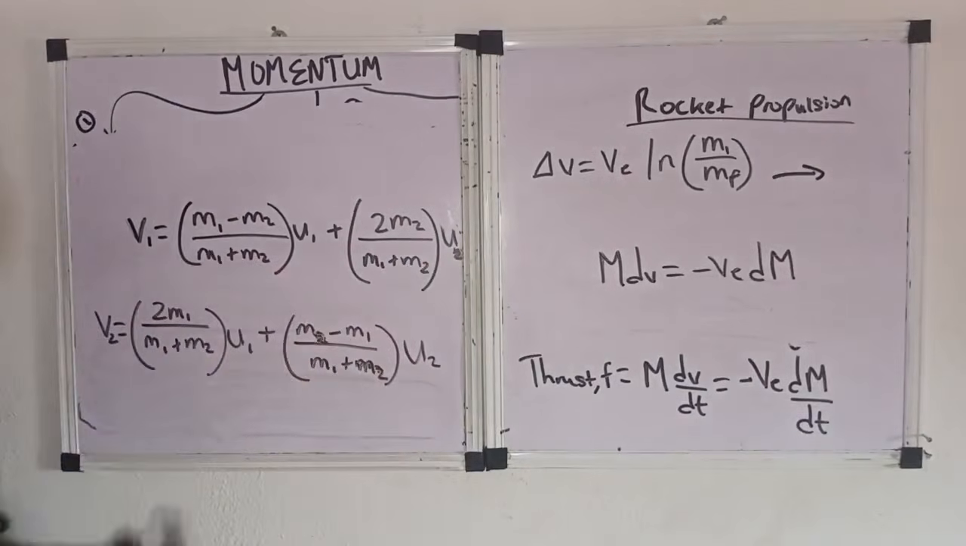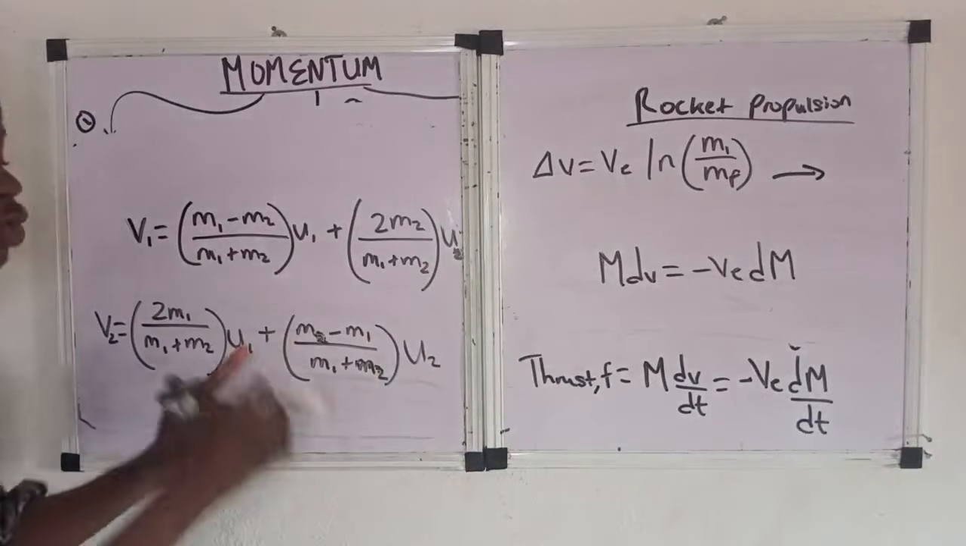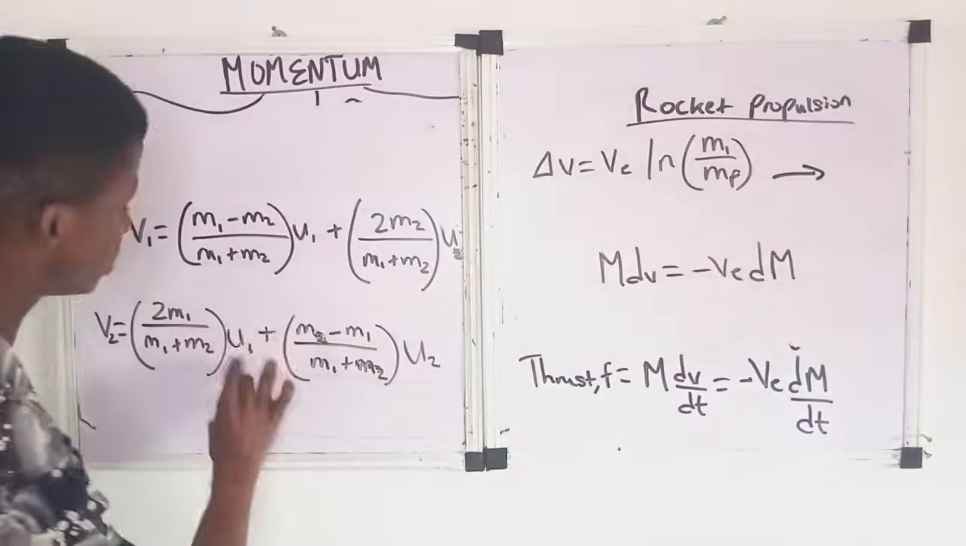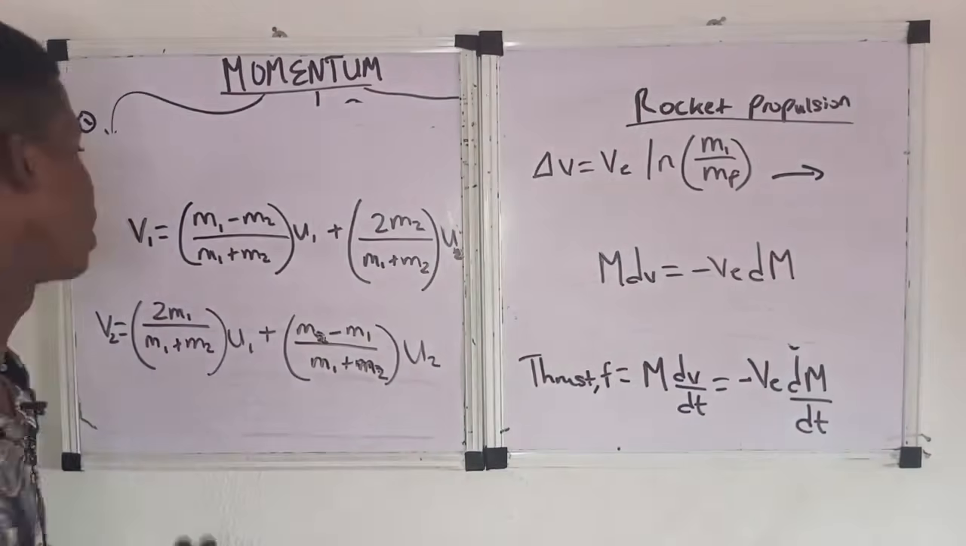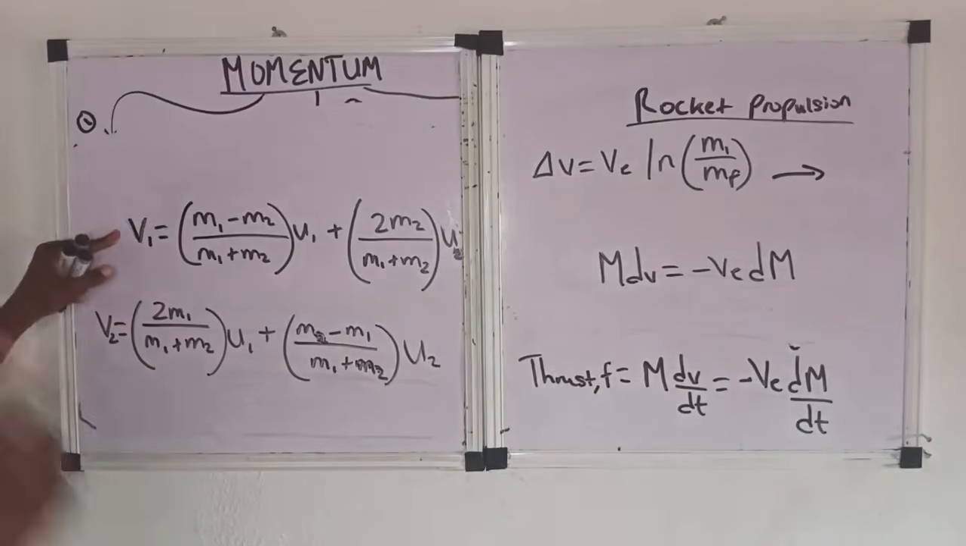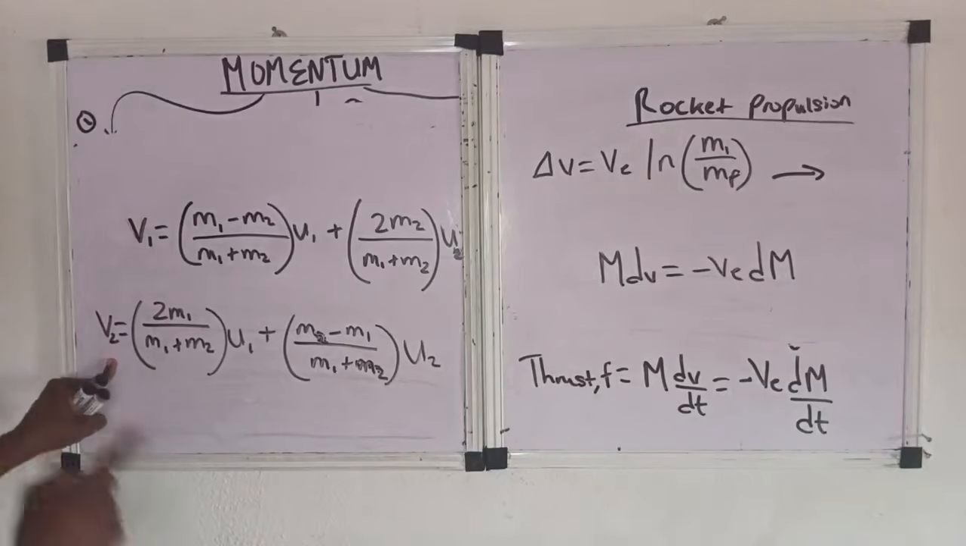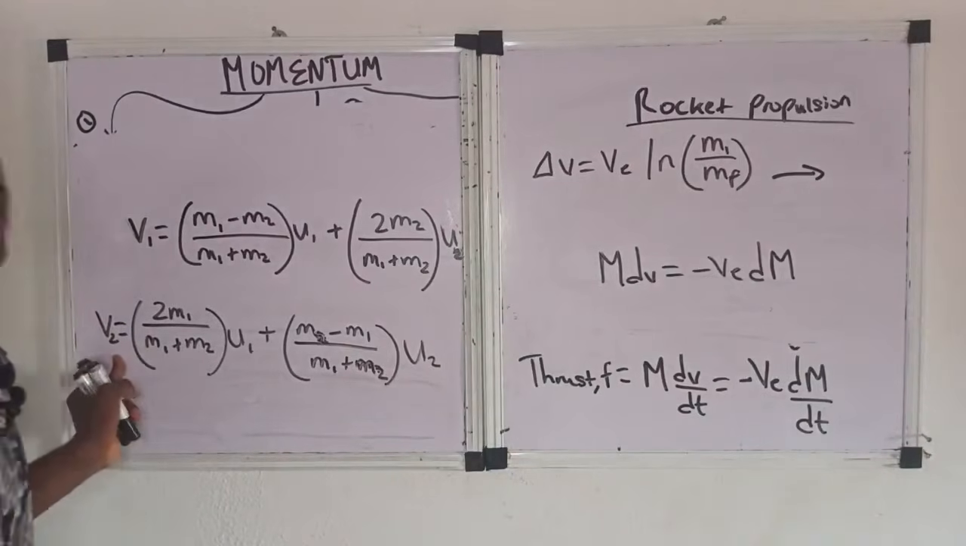So yes, these two are different. Please take note of this formula. This one is used to calculate the final velocity of the first body, while this one is used to calculate the final velocity of the second body.